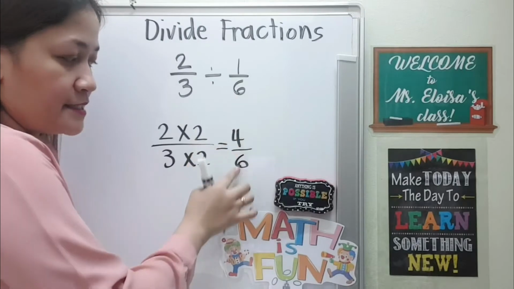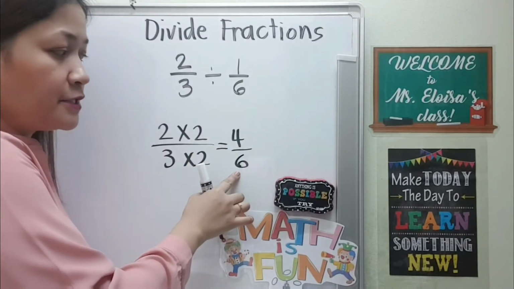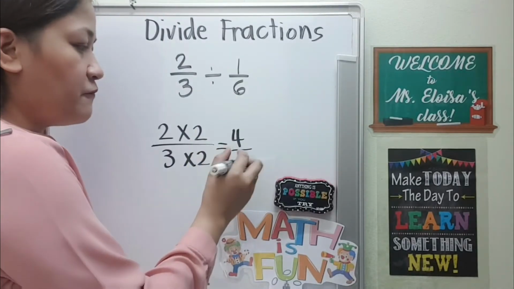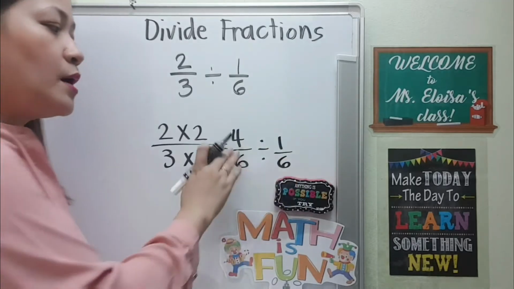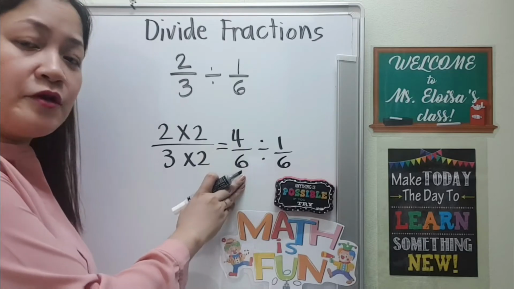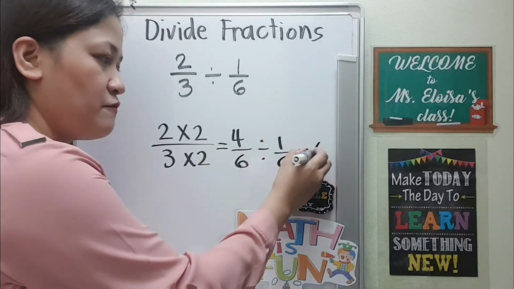Now, we have the same denominators. So we can now divide 4/6 by 1/6. So, how many 1/6 are there in 4/6? That is 4.